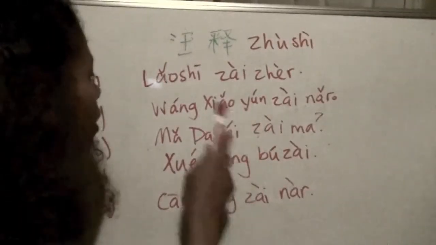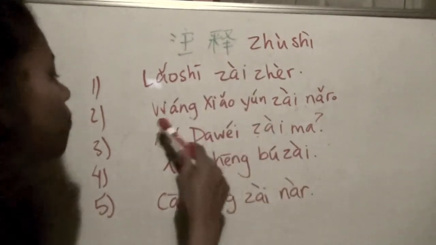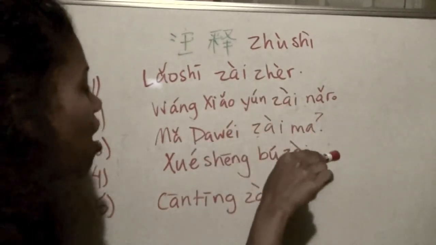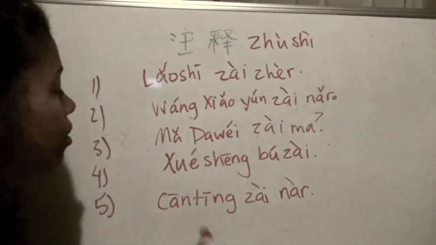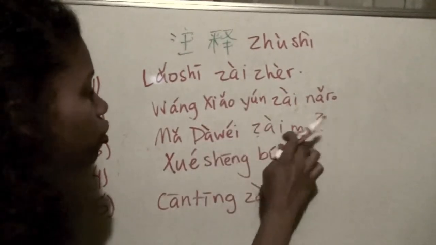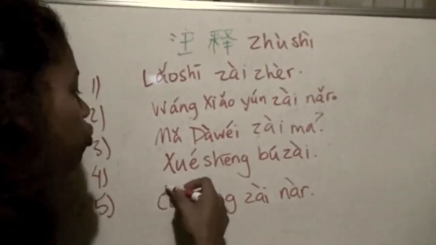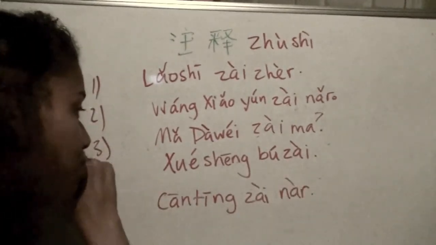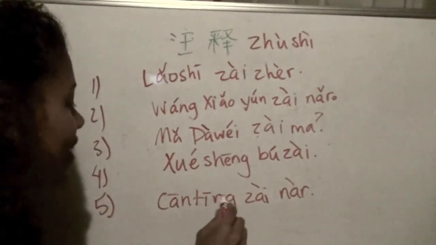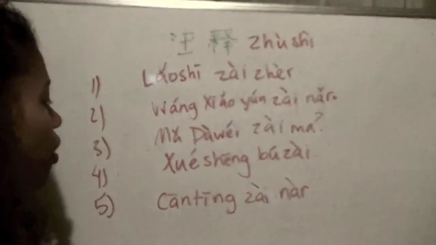Okay, so now to go over the pinyin. 老师在这儿。 王小媛在哪儿? 马大为在吗? 马 should be down. And these are neutral tones, so there should be no tones on the ma. 学生不在。 餐厅在。 Oh, 餐厅在那儿。 I was about to say 哪儿. Okay, 餐厅在那儿。 Alright, so there you go.